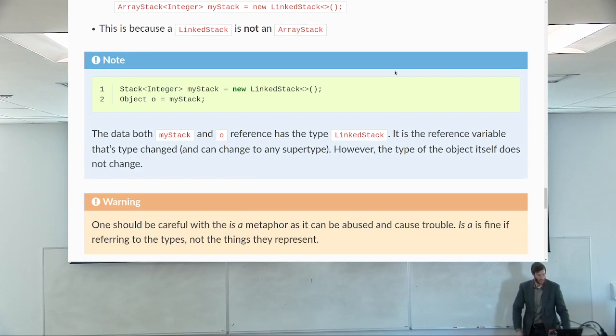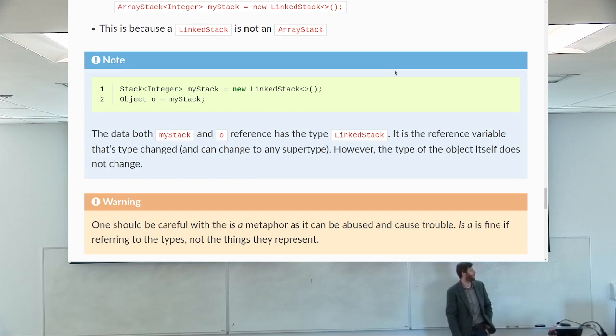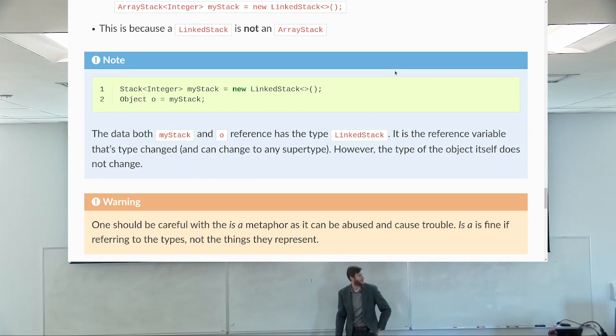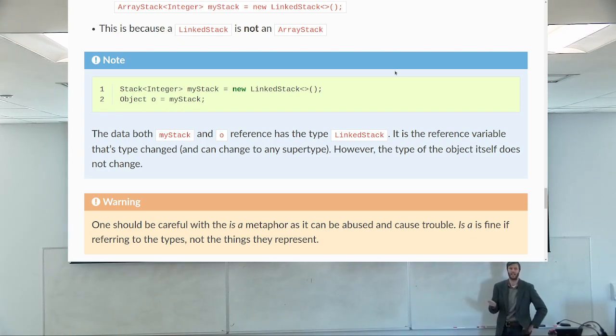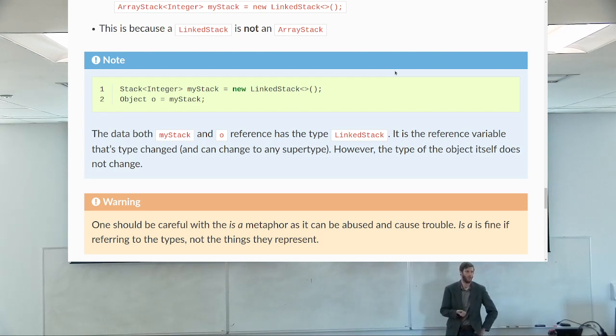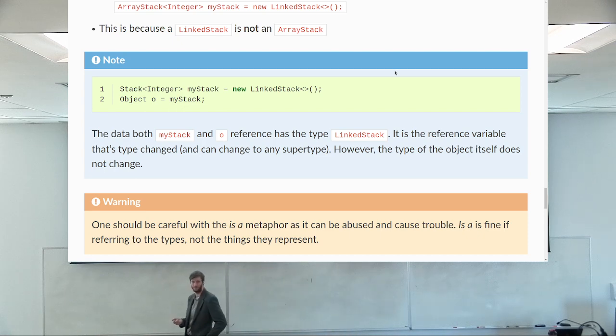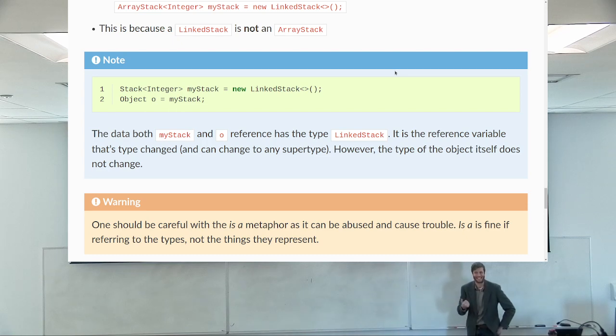So note, both my stack and O reference the same data. Here's an example. I have a stack called my stack. That's a reference variable, and that's referencing a linked stack object. And I created another reference variable called O, that's of type object. Now everything is an object, like it or not. So I can have a reference variable of type object reference that same thing that the stack reference variable references, that particular linked stack that's created.